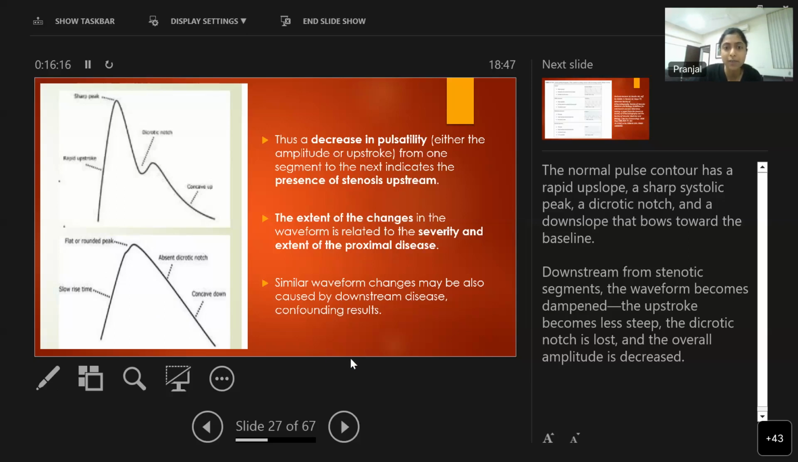Thus, a decrease in pulsatility from one segment to the next indicates the presence of a stenosis upstream. The extent of the change in the waveform is related to the severity and the extent of the proximal disease. Similar waveform changes may also be caused by downstream disease, which may confound the results.